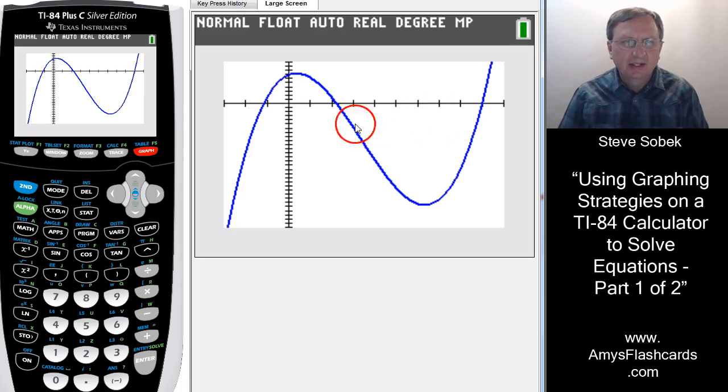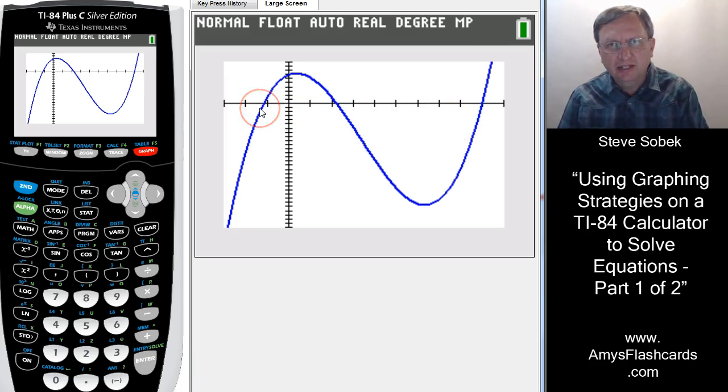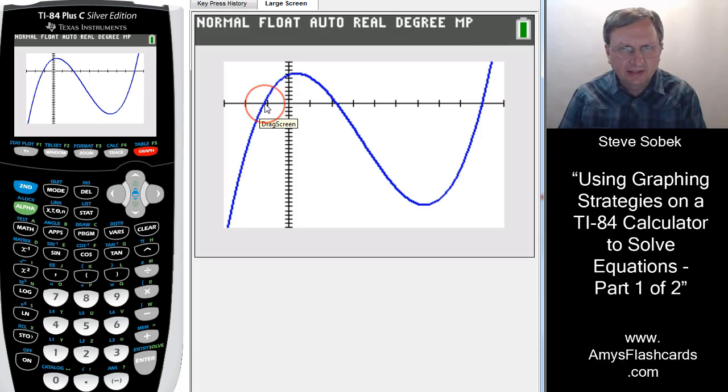All right. So now the question is, how do we find, since we're concerned about the x-coordinate of that point right there, how do we find that? We know the y-coordinate, it's 0. But what is the x-coordinate? And here's how we do that.